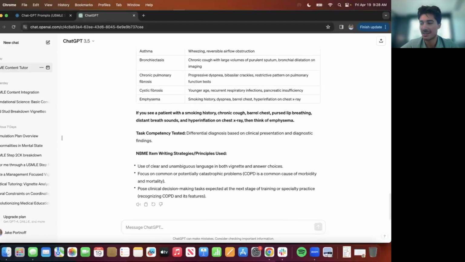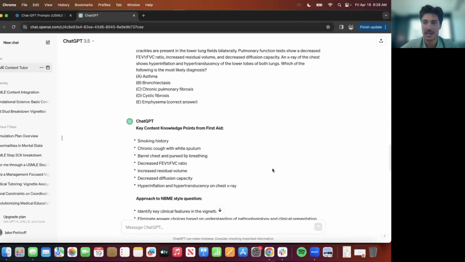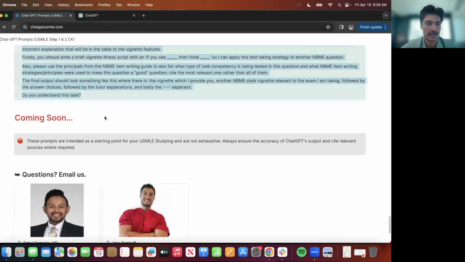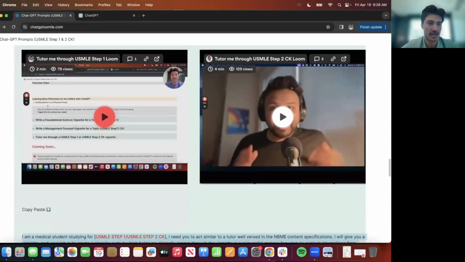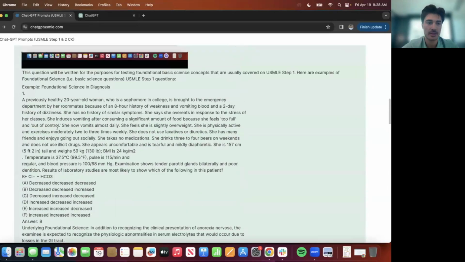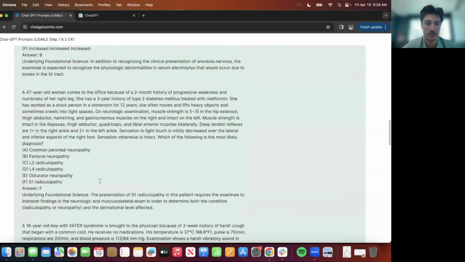So yeah, that's a little bit about how powerful this prompt is. For the purpose of time, I won't show an example of the foundational science vignette one, but it is here for you guys. You do the exact same thing. You would just hit the drop down here. There's Loom videos embedded for all the prompts as well to help guide you. Copy and paste all the way through.